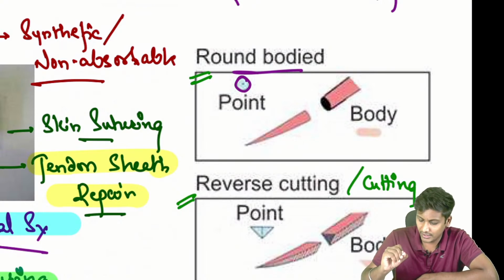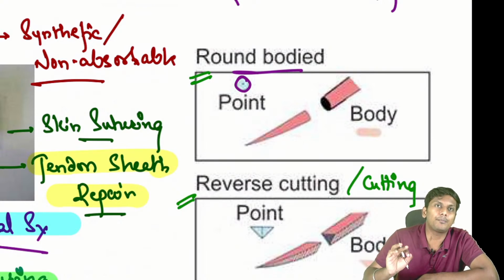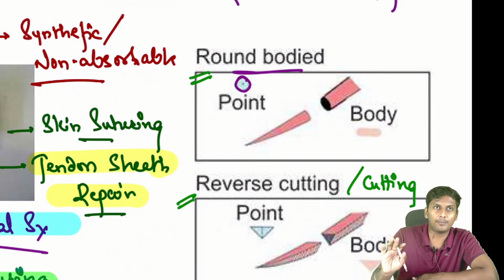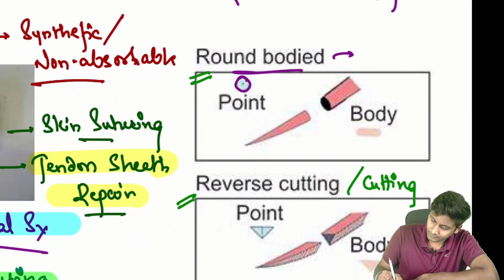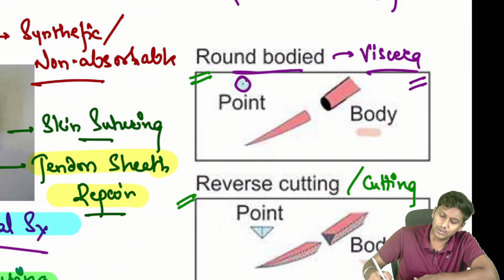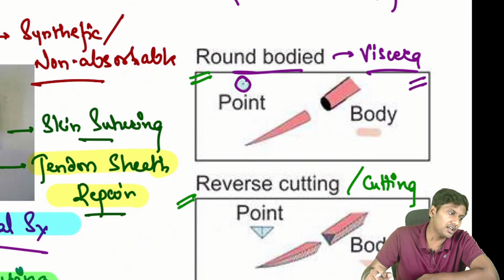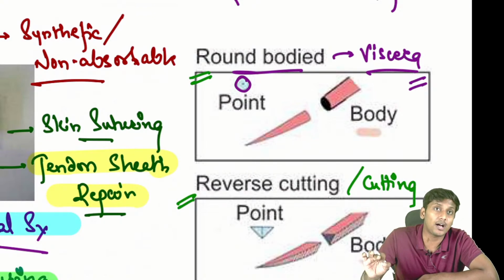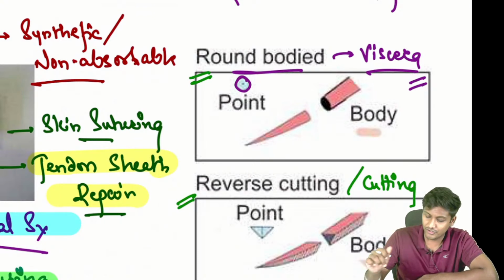This type of needle has a slightly blunt end. So the round body needle is not too sharp. It is somewhat blunt, and therefore it is used for visceral structures. What do I mean by viscera? Viscera means your bowel, that is your intestine, or your internal organs. So if you want to take a suture on the viscera or delicate organs, you should use a round body needle because it is somewhat blunt and is not going to cut or injure the structures too much.